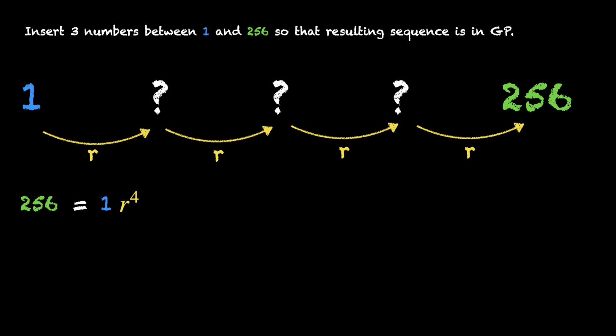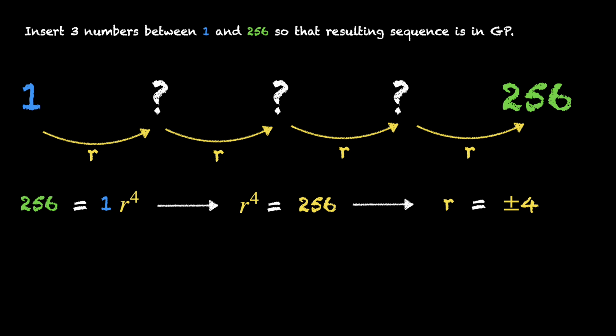And we can solve this to get the value of R. R to the power 4 is 256. And this gives us R equals plus or minus 4. Now even powers will give us two results. If you're talking about real values, they'll give us two results, one positive and one negative.